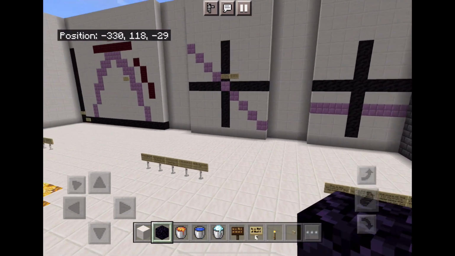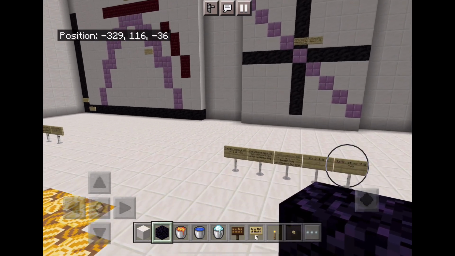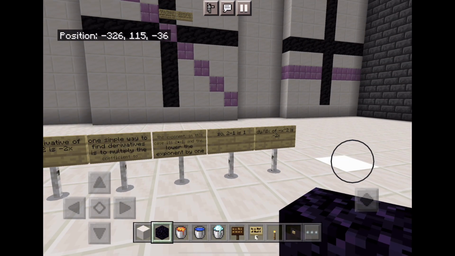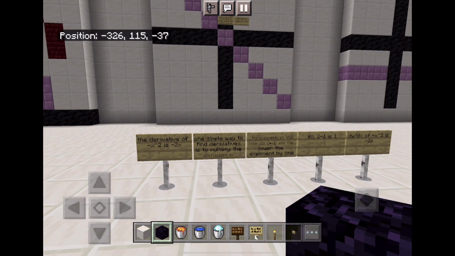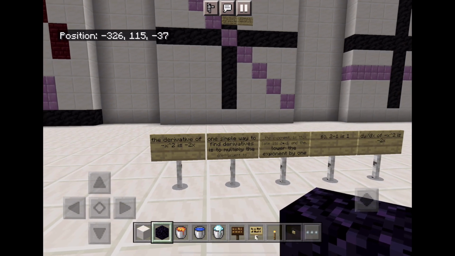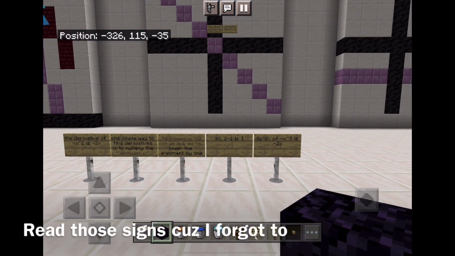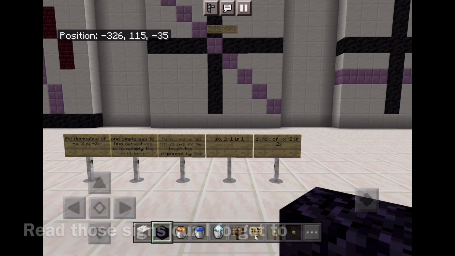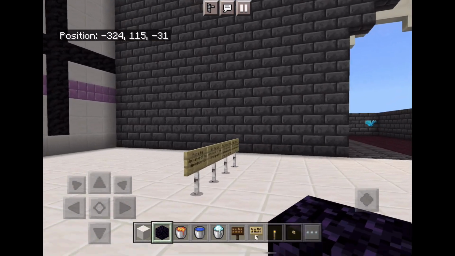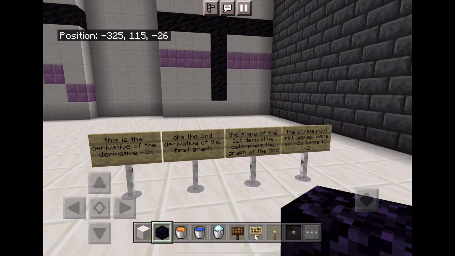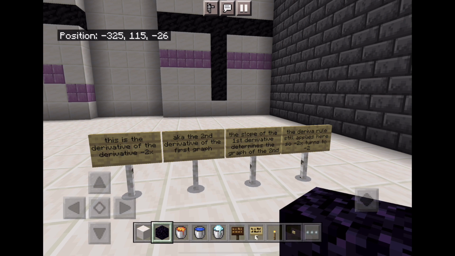Oh, I think I showed you these signs. If I didn't, those signs are there. Oh my gosh, an ally. They're so cute. So, say the first graph was -x squared, even though it's not. Just say it is. The derivative would be -2x, and then the derivative of that derivative would be -2. I'll explain how that works in a second. And you can read those signs if you want.